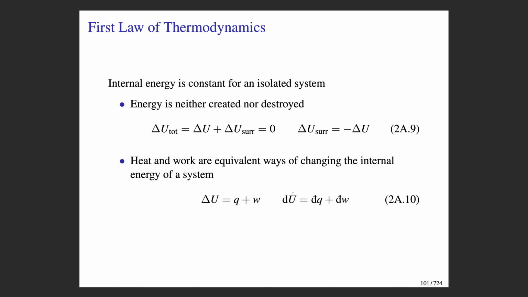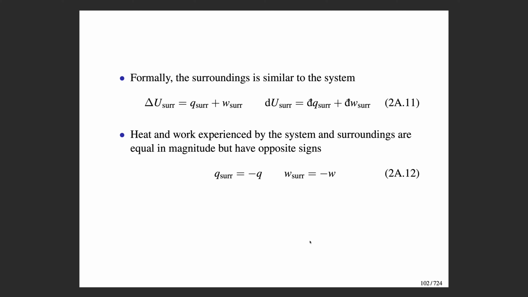where we have the exact differential for the internal energy. It's a combination of the inexact differentials for heat and work. You can also write similar equations for the surroundings. One thing to keep in mind, though, is that the heat from the surroundings perspective is the opposite of the heat for the system. So any energy transferred from the surroundings to the system via heat is going to have the opposite sign. The same thing goes for work as well.